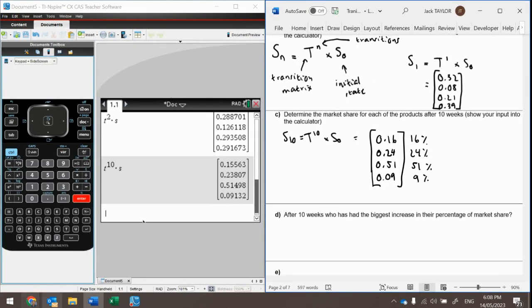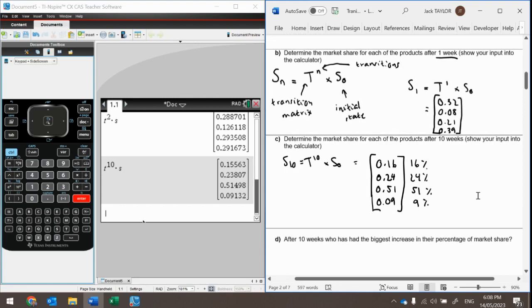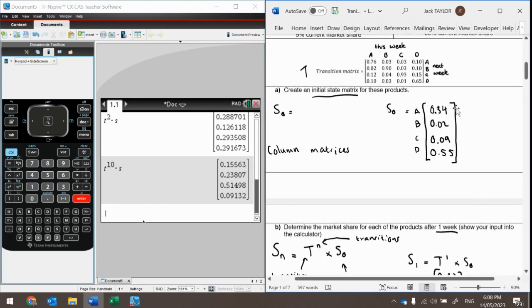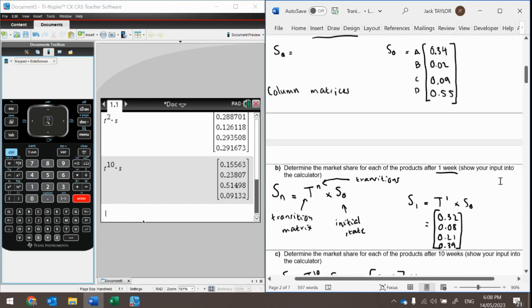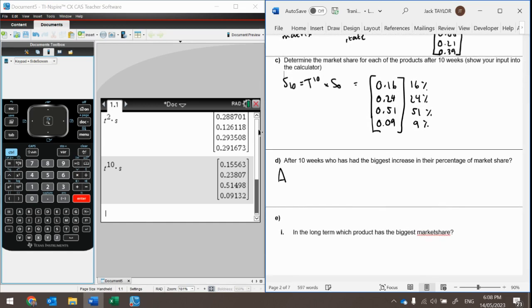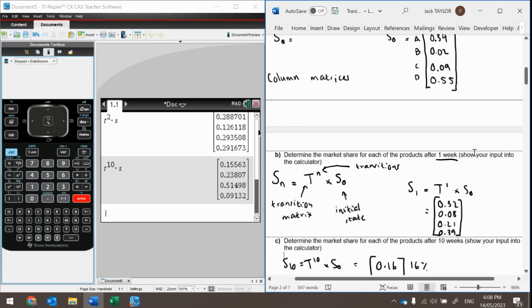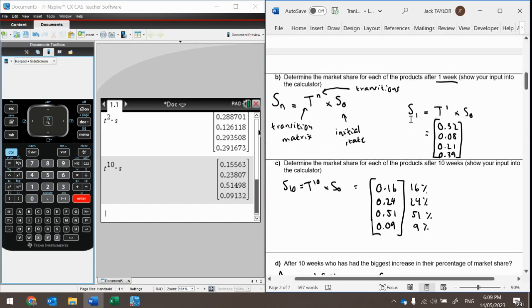So what we can do with that one is we can just close those. Go back to the original and see what the changes are that have occurred. So if I go back to my original, I can see that product A originally had 34% and it's gone down to 16, so it's actually decreased. Product B, I'll write my answers here. So product A, product B, product C, and product D. So A went from, what was it, 34% down to 16. So that's like a negative 18% kind of swing.